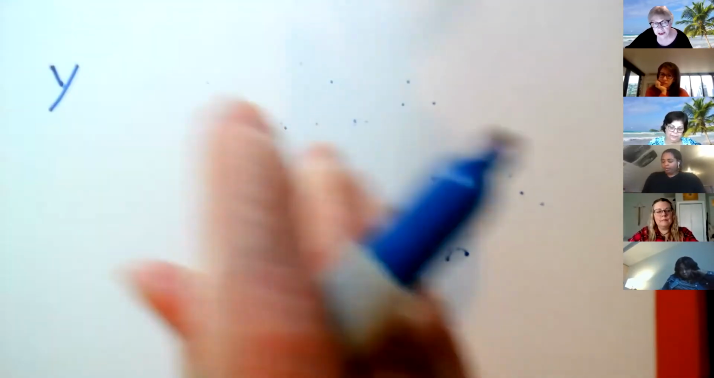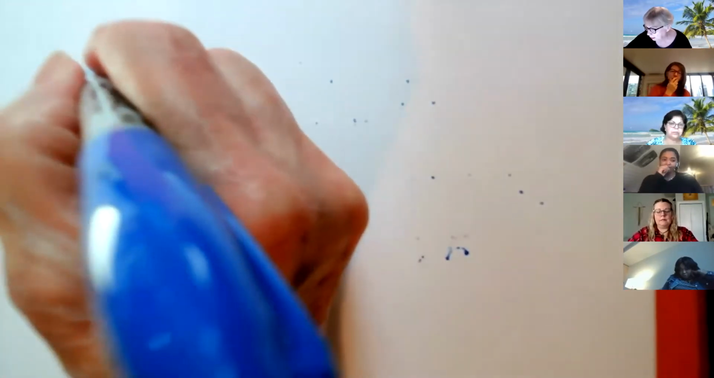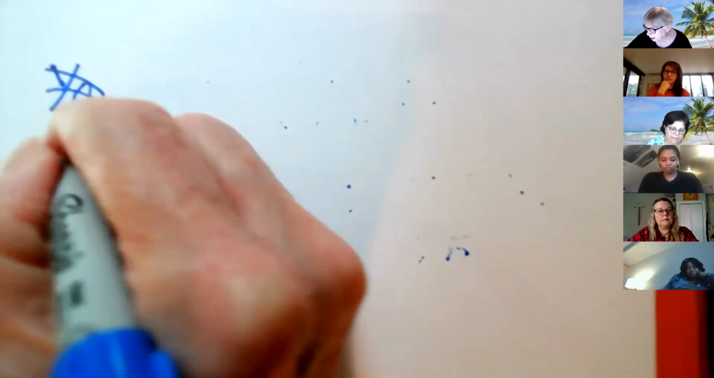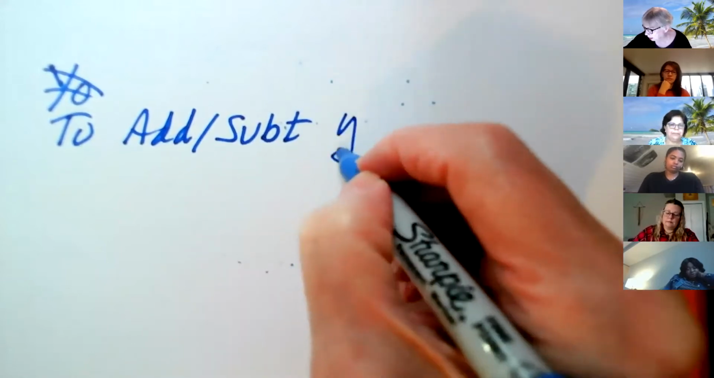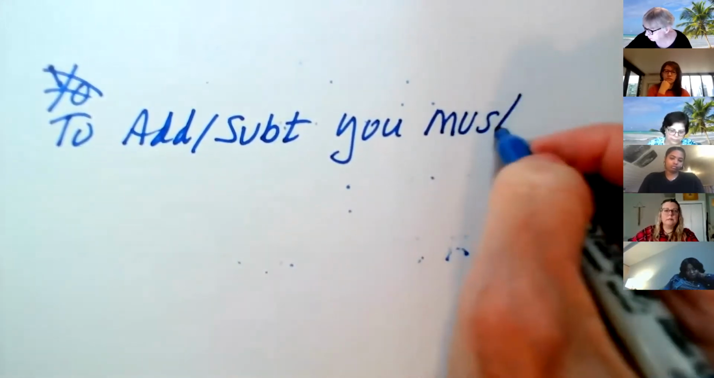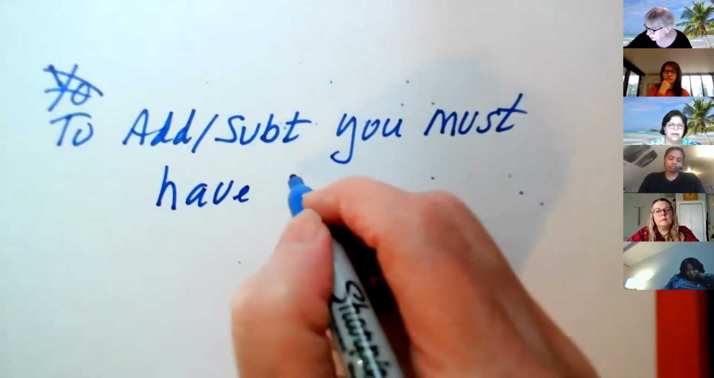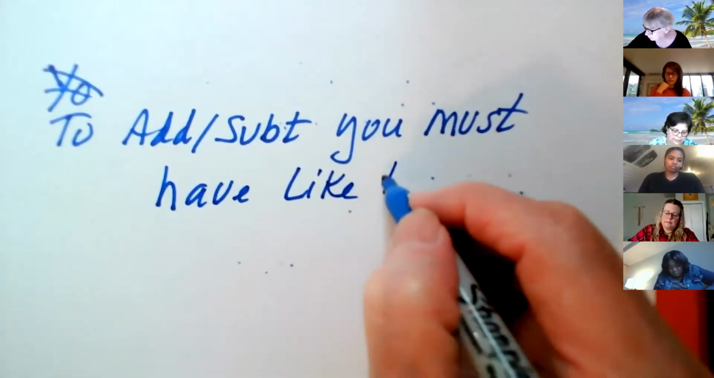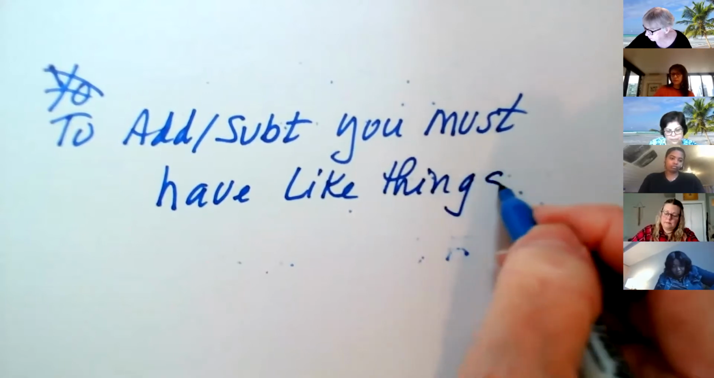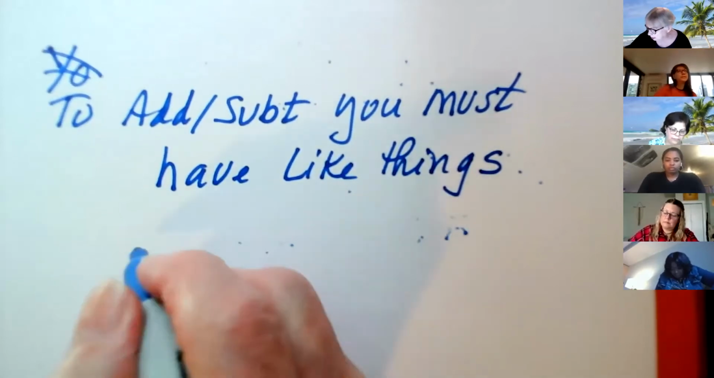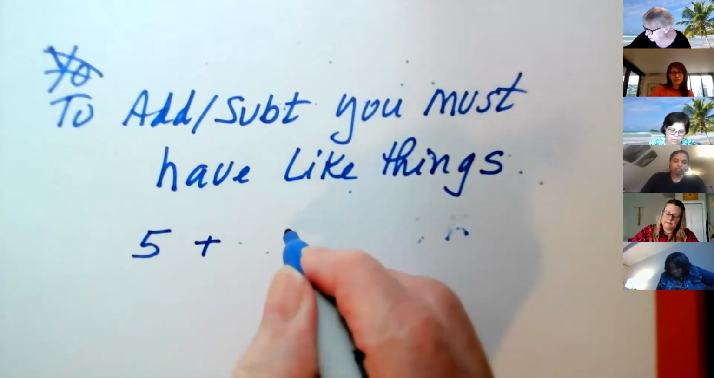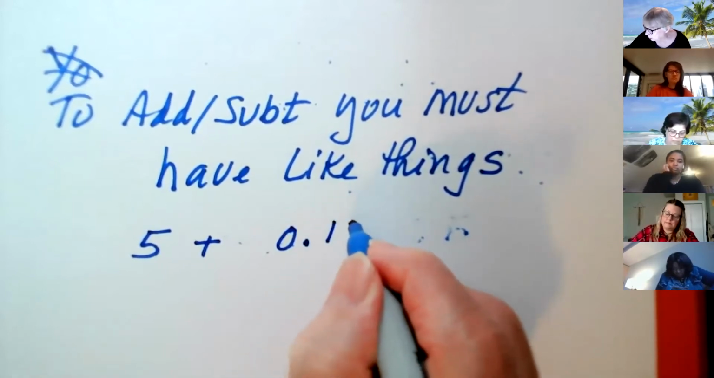But I want to remind you of something I said. To add or subtract, do you remember this? You must have like things. How does this apply to decimals? Well, let's look at something. Here's 5 and here's 0.13.